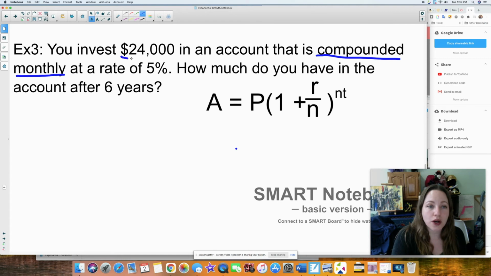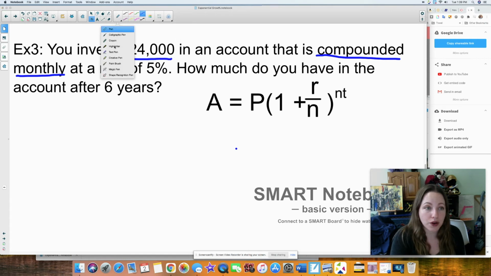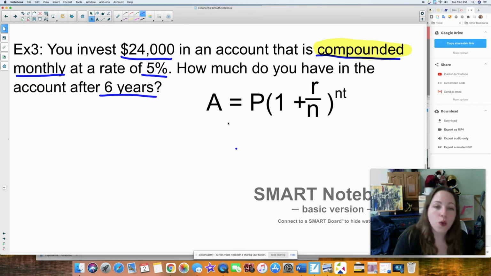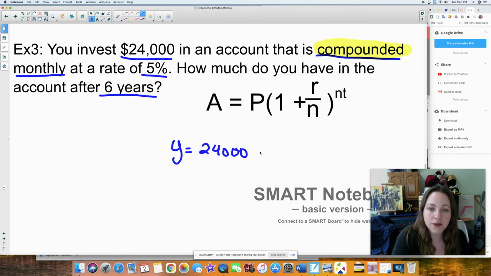So I'm investing $24,000. It's compounding. That's a really important word. And it tells me how often it's compounding, which is monthly. The rate is 5%, and it's asking about 6 years. So we don't know how much we're going to have at the end. We can call that A or Y or whatever you want to call it. P is the initial amount that I invested, which is $24,000. 1 is how much I start with.